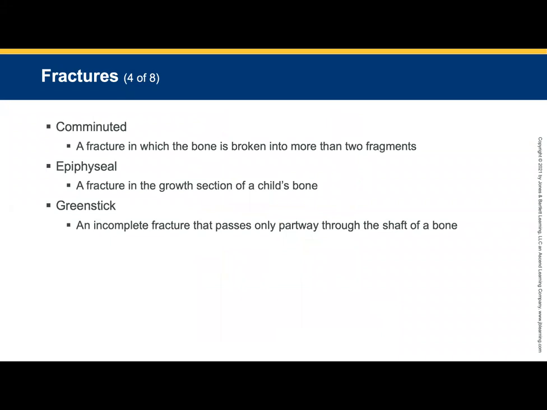All right. So a comminuted fracture is one in which the bone is broken into two fragments. Epiphyseal is a fracture that occurs in a growth section of a child's bone and may lead to growth abnormalities. A greenstick is an incomplete fracture that passes only partway through the shaft of the bone. That epiphyseal fracture, which I obviously have trouble pronouncing, is also known as a growth plate fracture.